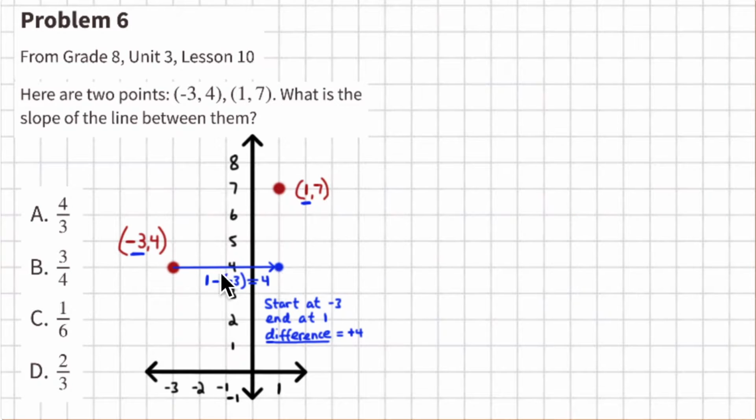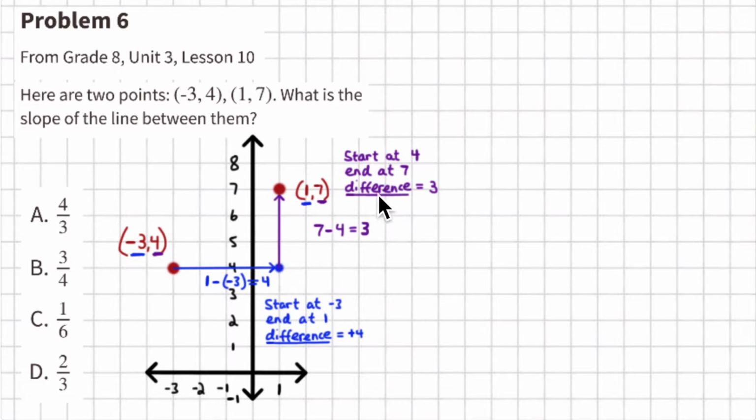This length is 4 units to get from this point to this point. So start at -3, end at 1. The difference is +4. So likewise, to figure out this vertical length, you're going to start at 4, end at 7. So 7 minus 4 gets rid of these first 4 units and calculates this length as +3 units. So start at 4, end at 7. So the difference is 7 minus these first 4 units. You're getting rid of these 4 units to figure out this length. And that length is 3.